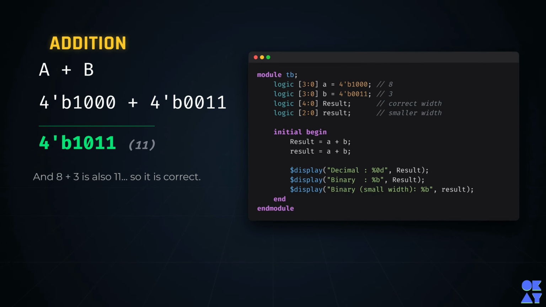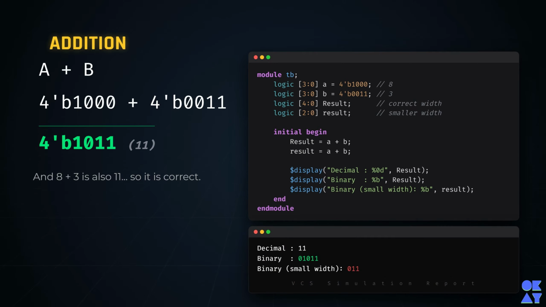Now look at the code. Here, A and B are 4-bit values, but we declared two result variables. One capital R result is 5-bit, and small r result is 3-bit. When we run this, the 5-bit capital R result gives 01011, which is 11, correct. But the 3-bit small r result gives 011, which is 3, completely wrong. Why? Because the small r result does not have enough bits, so the value gets truncated. So always remember, if your result width is smaller, you will lose data.